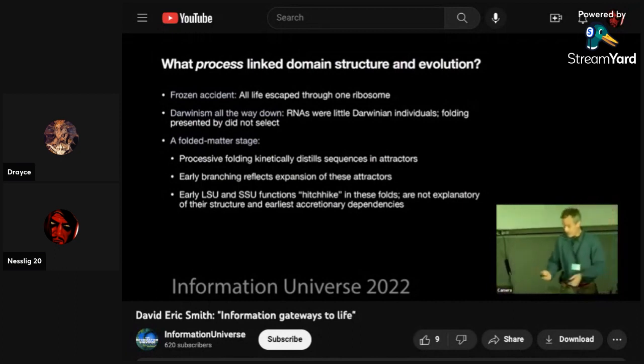So among the confounded possibilities, to show you how bad it gets, could be that everything in the biosphere came from one molecule. We can't rule that out. Or it could be that it's Darwinism all the way down, which is kind of the RNA paradigm that I showed you before. But I think a better prospect is that processive folding was a kind of kinetic filter that distilled sequences into attractors, a little bit like the composomes that Charlie mentioned from Doron Lancet and Daniel Segre. That the early branching effects that we see in the phylogeny have to do with the growth of the basins, and that the early large and small subunit functions were just hitchhiking on these things that existed for the sake of folding, not for the sake of some downstream function.